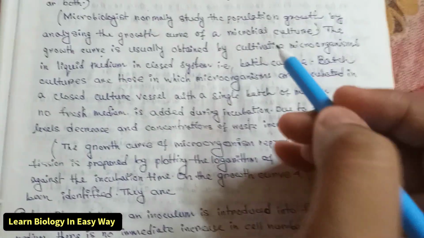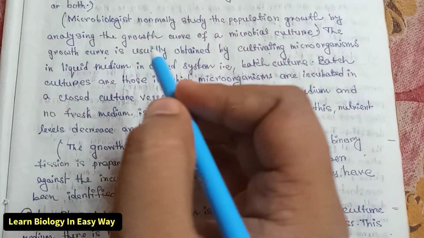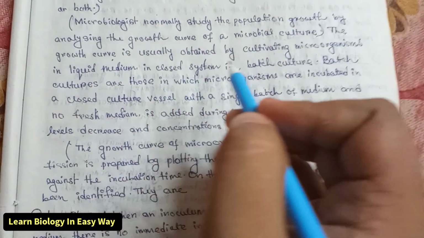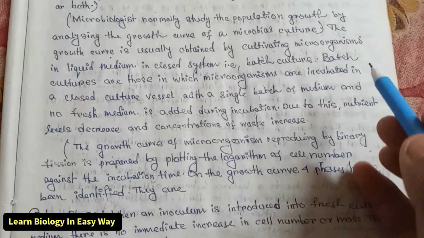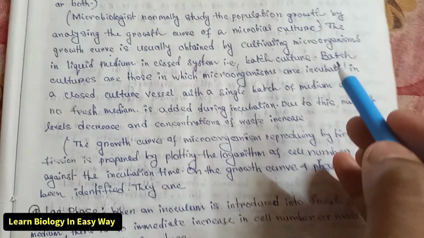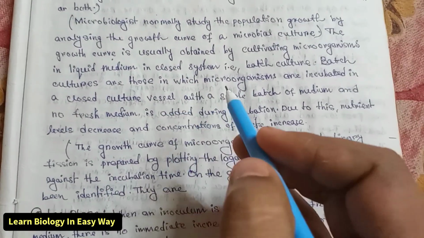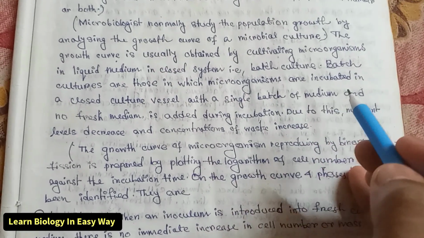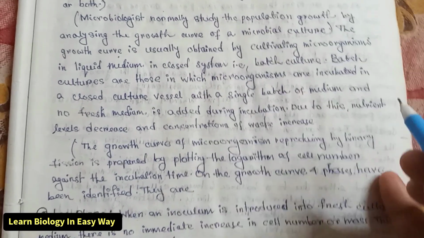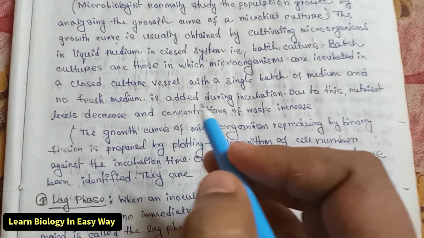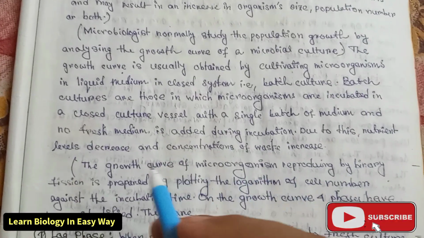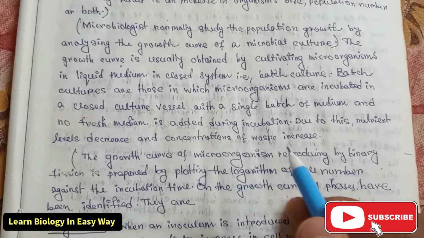Microbiologists normally study population growth by analyzing the growth curve of a microbial culture. The growth curve is usually obtained by cultivating microorganisms in liquid medium in a closed system, that is batch culture. Batch cultures are those in which microorganisms are incubated in closed culture vessels with a single batch of medium, and no fresh medium is added during incubation.